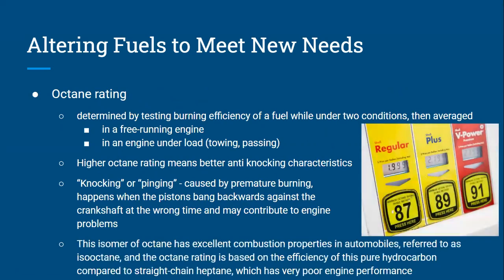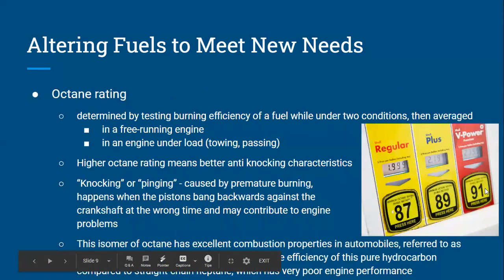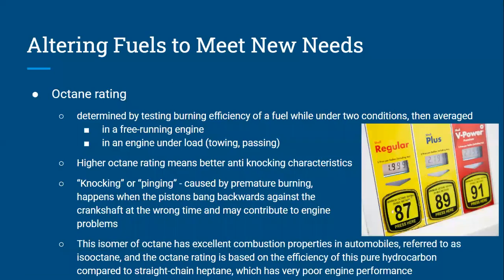The isomer of octane has really excellent combustion properties in automobiles, and we call that isooctane. We base the octane rating, this 87, 89, and 91 on the fuel pumps at the gas station, off of a comparison where isooctane is the very best, that would be 100, and we compare it to a fuel that's very poor, which is a straight chain heptane, so 7 carbons. Where it falls on that scale is the number it's given, the 87, 89, or 91. It just says how efficient that energy burns.